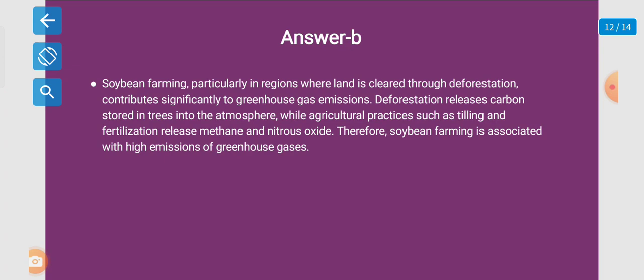So soybean farming, particularly in regions where land is cleared through deforestation, contributes significantly to greenhouse gas emissions. Deforestation releases carbon stored in trees into the atmosphere, while agricultural practices such as tilling and fertilization release methane and nitrous oxide. Okay, and therefore soybean farming is associated with high emissions of greenhouse gases.